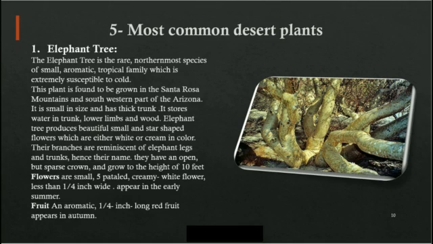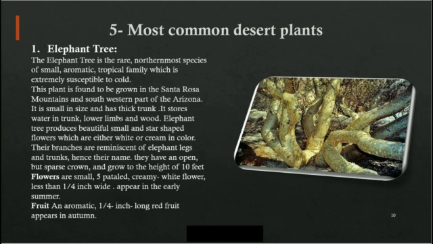Five most common desert plants. Elephant tree. The elephant tree is the rare northernmost species of a small aromatic tropical family which is extremely susceptible to cold. This plant is found growing in the Santa Rosa Mountains and the southwestern part of Arizona.